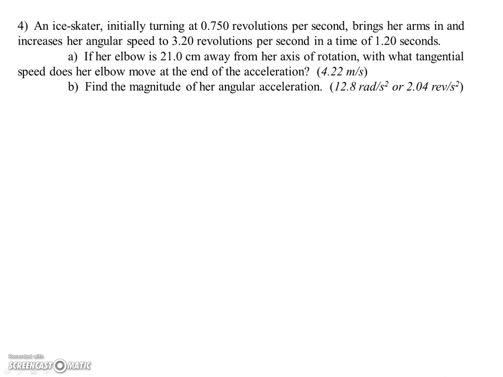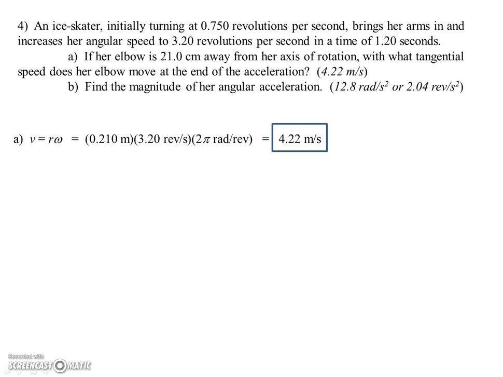But here it is asking for a tangential speed. So we want to make sure we're doing our conversion here, where v, tangential speed, is equal to r omega. Put the numbers in, and we should be getting 4.22 meters per second. Since we have to answer in meters per second, you have to do the conversion.